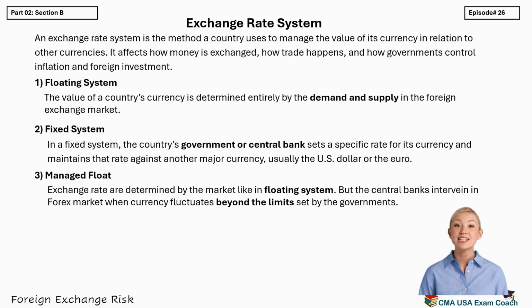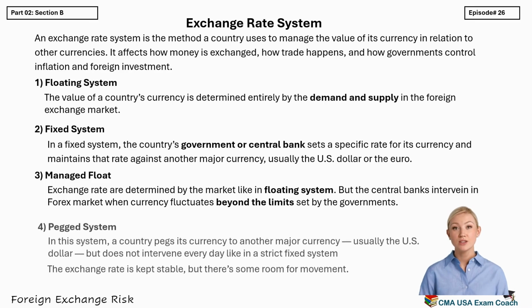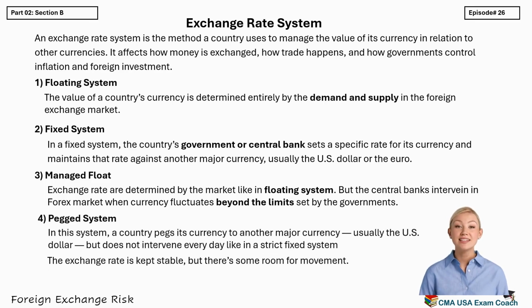The last system is the pegged exchange rate system. In this system, a country pegs its currency to another major currency, usually the US dollar, but does not intervene every day like in a strict fixed system. The exchange rate is kept stable, but there's some room for movement. This system is usually used by small or developing countries whose currency is not actively traded worldwide. Examples include the United Arab Emirates, Qatar, Bahrain, and Kuwait, all of which peg their currencies to the US dollar. Another example is Denmark, where the Danish krone is pegged to the euro under a system called ERM2, which allows a small band of fluctuation. The pegged system gives these countries stability and makes international trade easier.